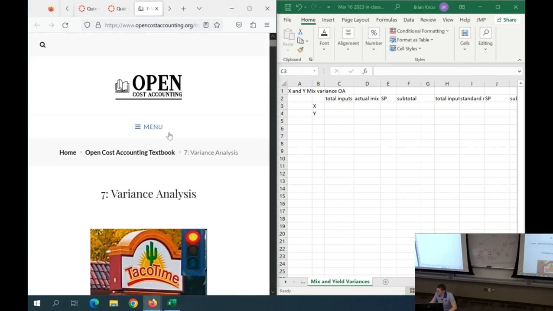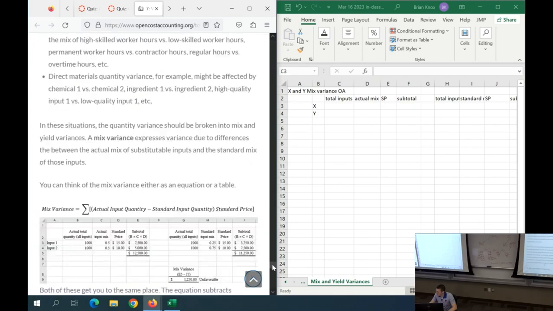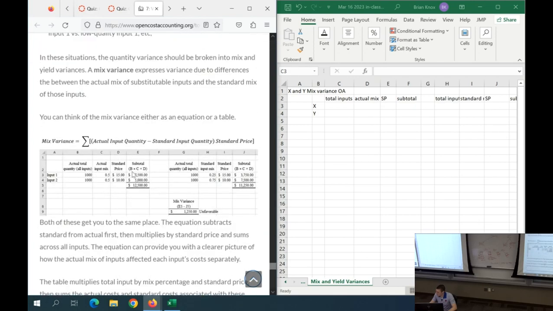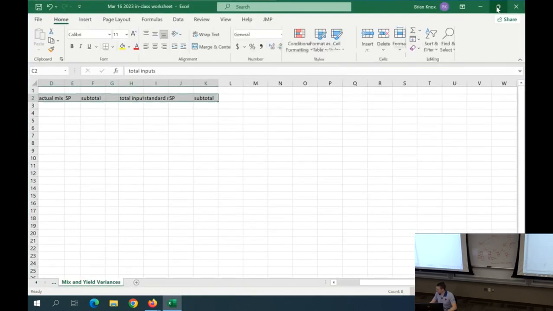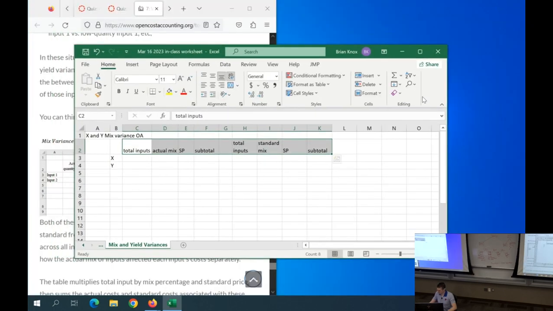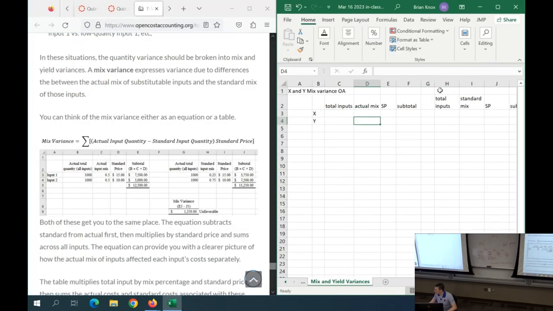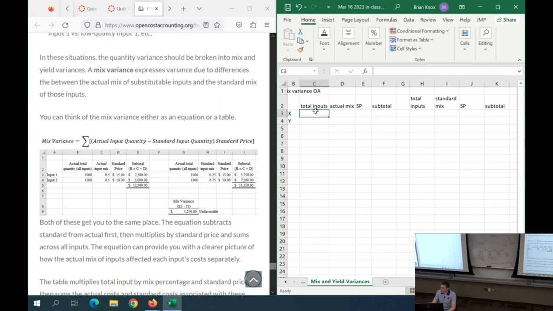This is building the table right here. Just building this table. Actual total quantity of inputs, actual input mix, standard price, subtotal, actual total quantity, and so on and so forth. The difference between H2 and C2 is what makes these two different. And then we're going to subtract and get the variance. I think what I'm going to do is just wrap text. That's how I'll make it make sense. All right, I want to get it all on one screen is the idea. All right, good.